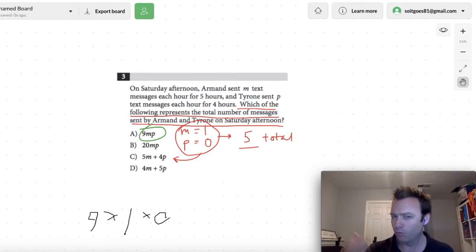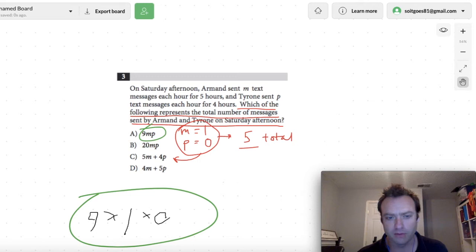So when M is 1 and P is 0, those are equivalent expressions. 9MP is the same as 9 times 1 times 0 when M is 1 and P is 0. Right. Okay. So what does that statement equal? 9 times 1 times 0, so that would just equal 0. Yeah, it's 0. Anything times 0 is 0.